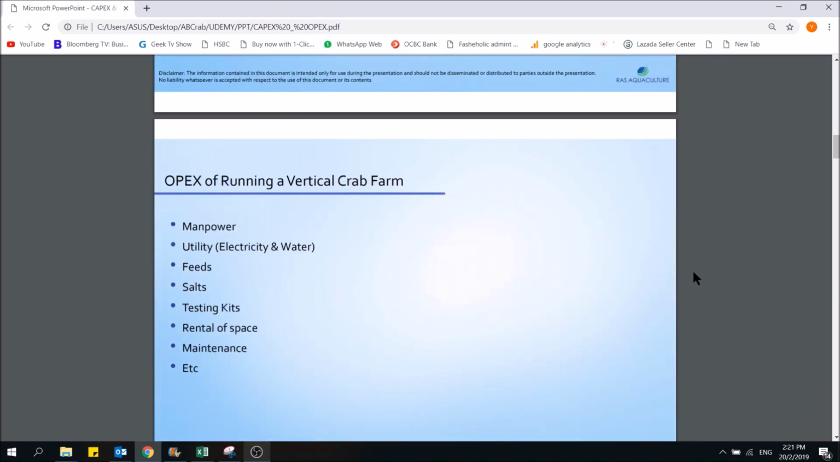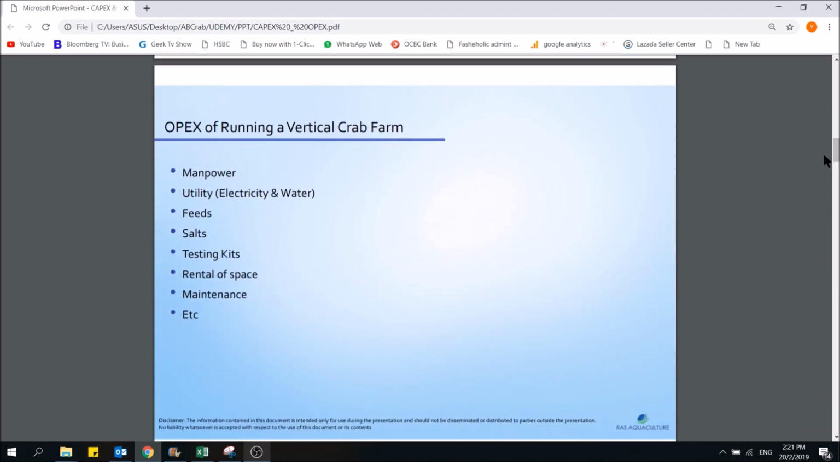In our case, we'll be running a vertical farm, but our farm is mainly used for crab fattening. You can also do that for soft shell crab, or even try out grow out from 100 grams or 50 grams all the way up to 300 grams. For our case, I will be presenting crab fattening, and we will give you an interactive Excel sheet to help you model different objectives.